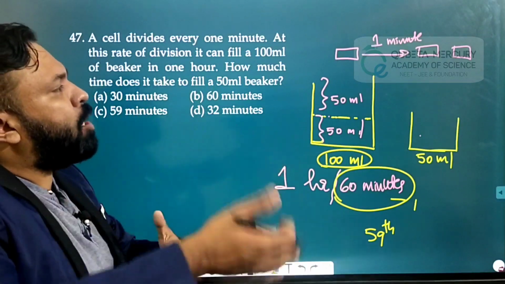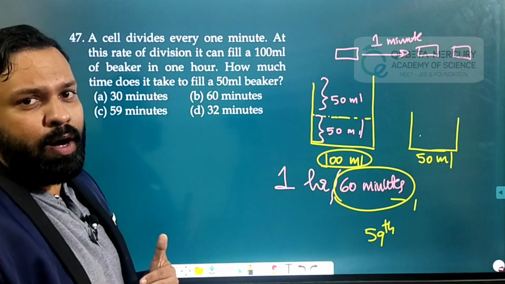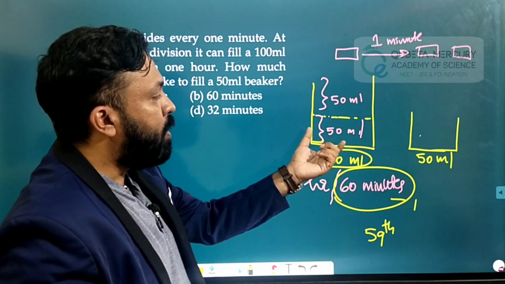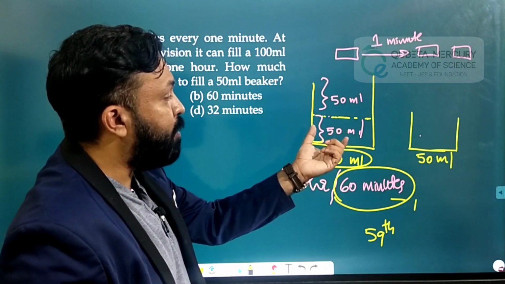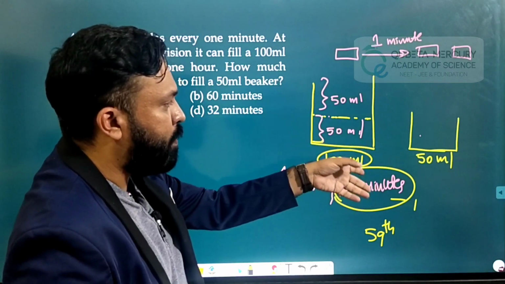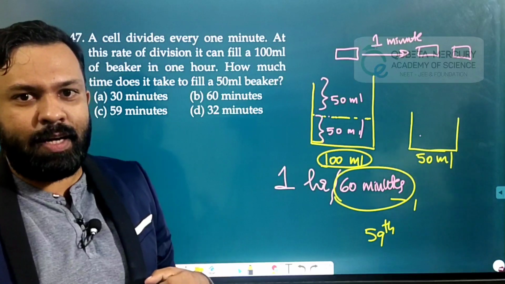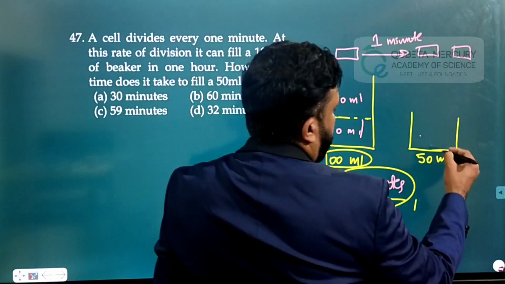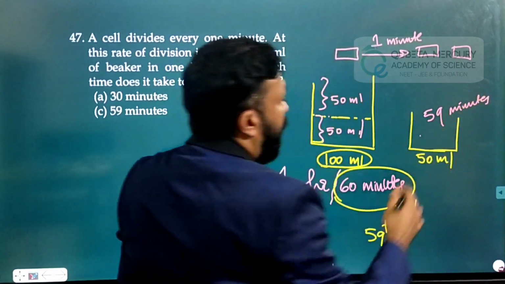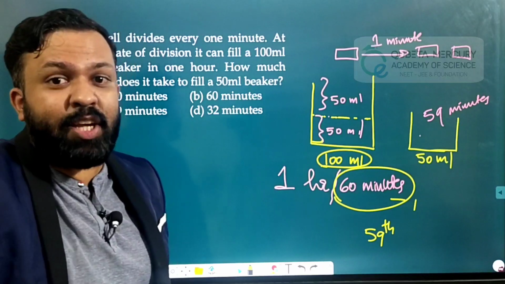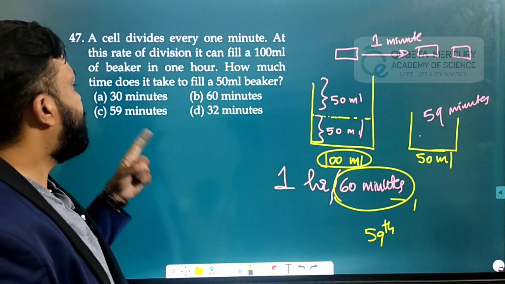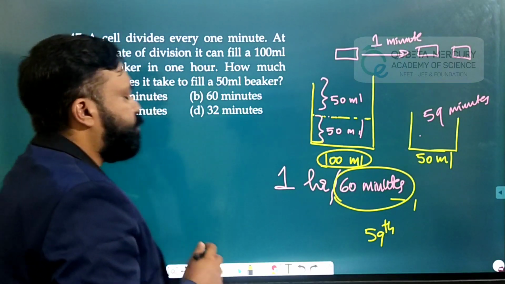Because for the doubling of the cell, a single minute alone is required. So if the 50 ml is there at the 59th minute, then by using the single next minute, the 60th minute, the volume will be doubled. That means the time required to fill the 50 ml beaker is 59 minutes. By using the next 1 minute, the 60th minute, the 50 ml will be doubled into 100 ml. Thereby option C is the right answer, 59 minutes.